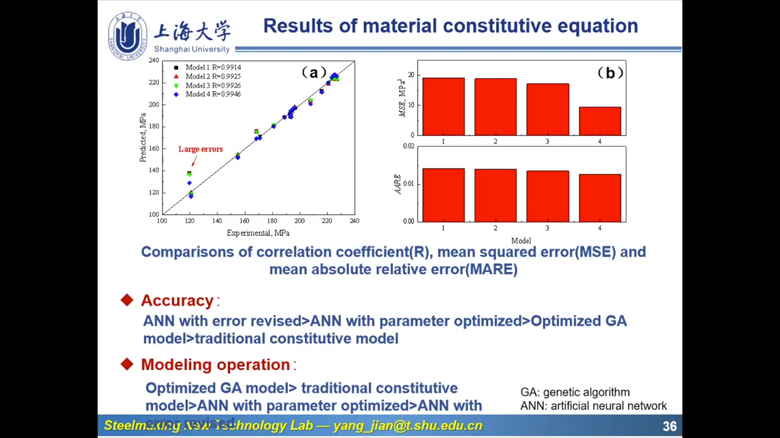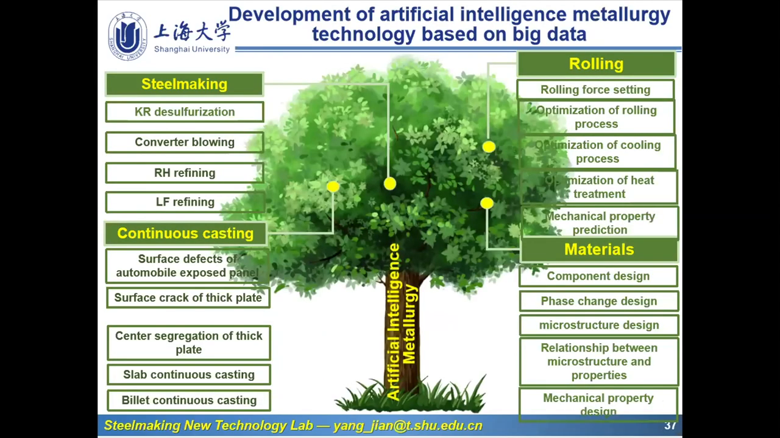And okay, I'd like to conclude my talk. For the development of artificial intelligence metallurgy technology based on big data, we can work on steelmaking, for example, the KR desulfurization, converter blowing, the IH refining and the LF refining.